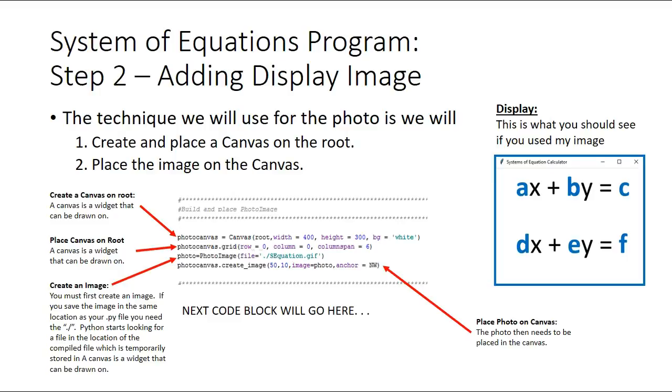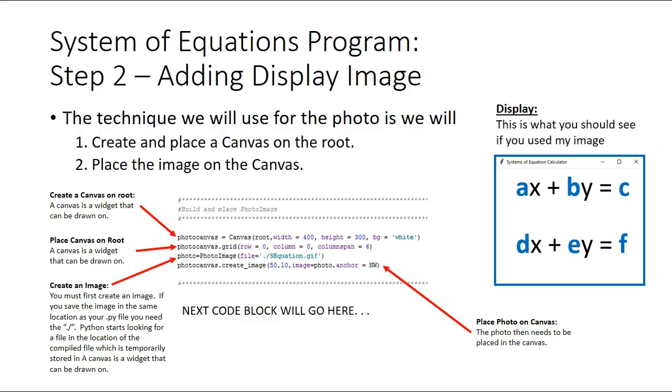Hello. So in our last video, we added a canvas widget, and then on that canvas widget, we put an image. Our next step is we're going to add the input boxes, which is going to allow us to input the values into our program to be processed. We're going to put that code section directly below the photo canvas part.